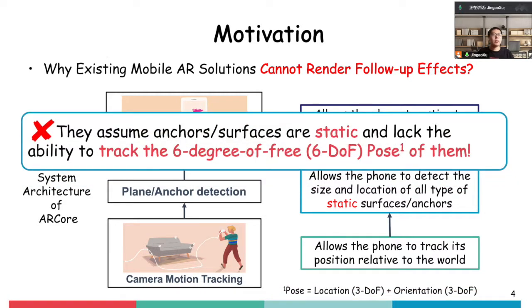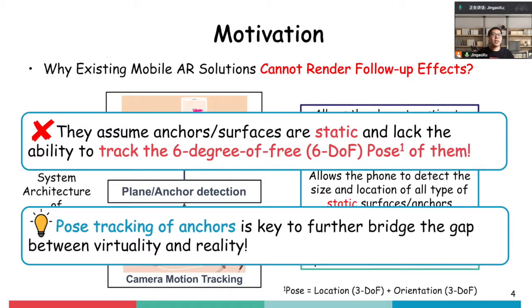However, the core issue is that they assume anchors or surfaces are static and lack the ability to check their 6 degree of freedom pose. Hence, they cannot render follow-up effects on them. In a nutshell, we think the pose tracking of anchors is key to further bridging the gap between virtuality and reality. Note that in our work, the object's pose is a combination of its location and orientation.